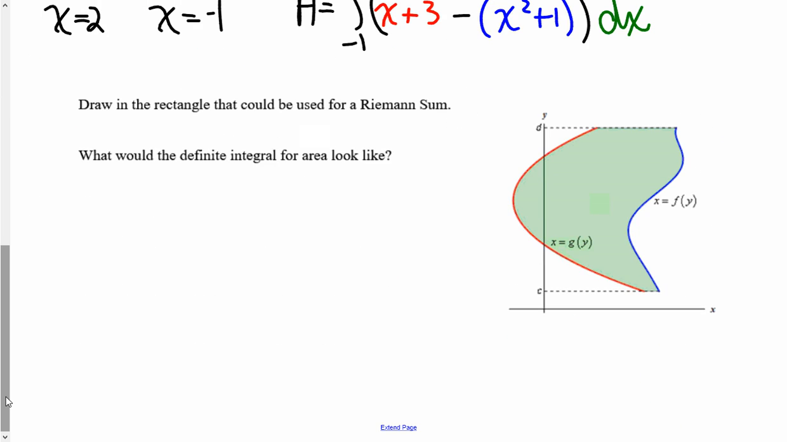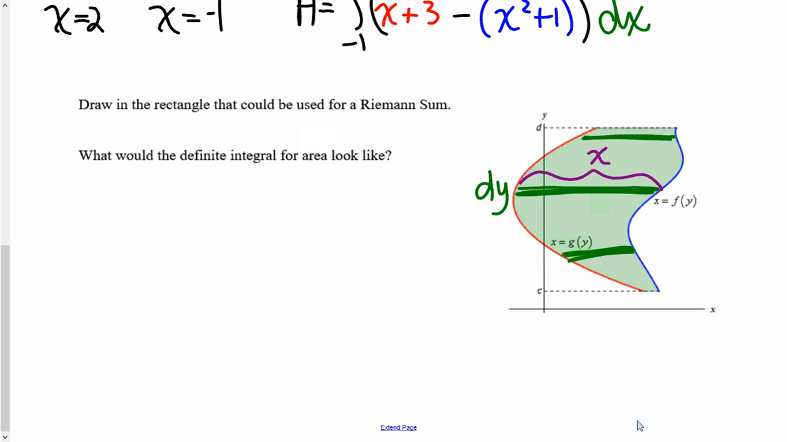Next one, we have to draw in the rectangle that can be used for the Riemann sum, and what would this definite integral look like? So, drawing this one in, I can draw a Riemann sum rectangle like this. I'm not touching the red curve and the blue curve. So I have to draw my Riemann sum rectangle in like this, and wherever I happen to draw my rectangle this way, I have a width that is not dx. That's a width of dy, a change in y. And this distance here is an x.